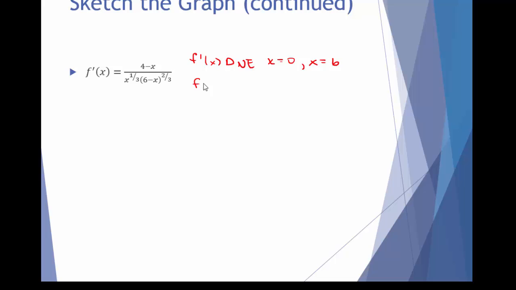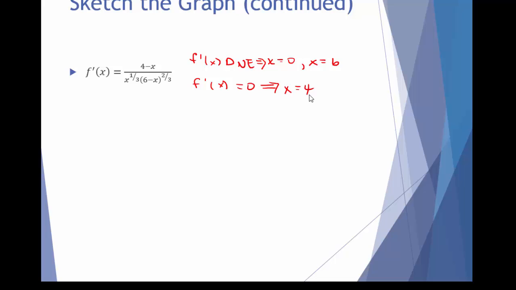We also are going to pick up critical numbers anywhere your derivative equals 0, and that's going to be anywhere that 4 minus x equals 0. So that's going to be when x equals 4. Should put a double header there too. Okay, so we have 3 critical numbers: 0, 6, and 4.